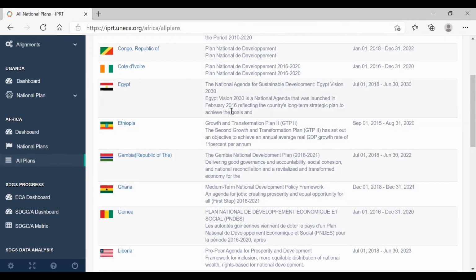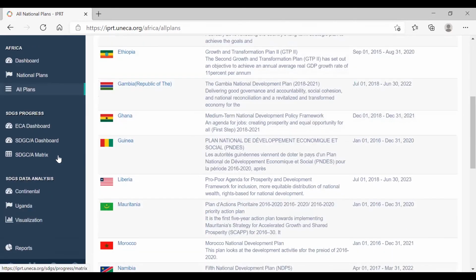For those whose national development plans are uploaded, you can assess the degree of alignment between the national development plan and the SDGs and Agenda 2063.